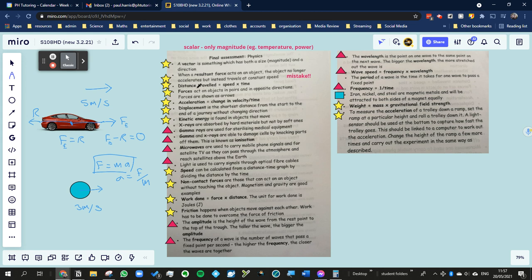Right. Distance travelled equals speed times time. Well, we know that by definition, speed is how much distance is covered per time, right? So just by rearranging that formula, distance is equal to speed times time, right? The symbol for speed is the same as the symbol for velocity because they are the same thing.